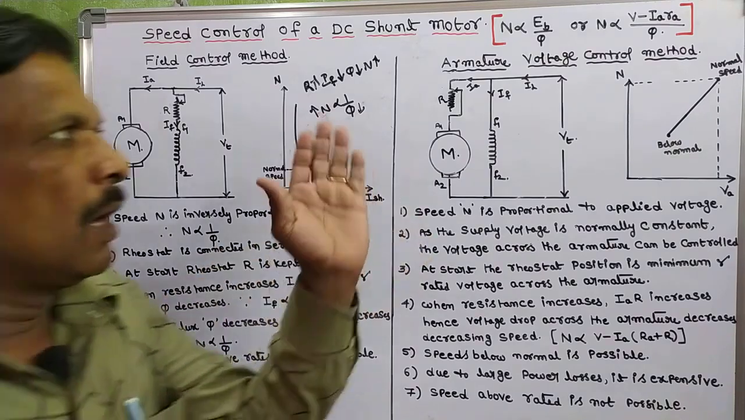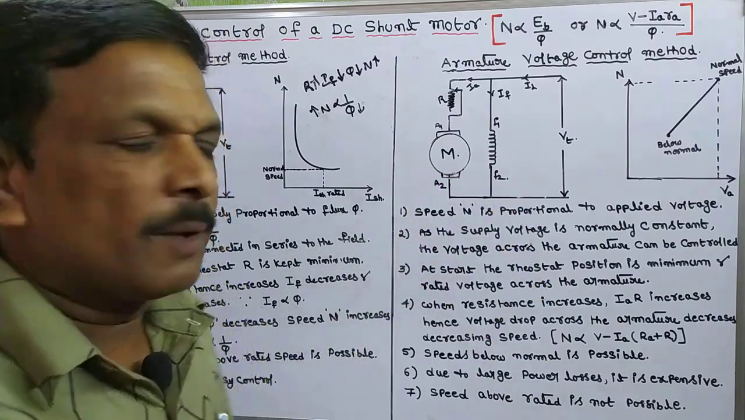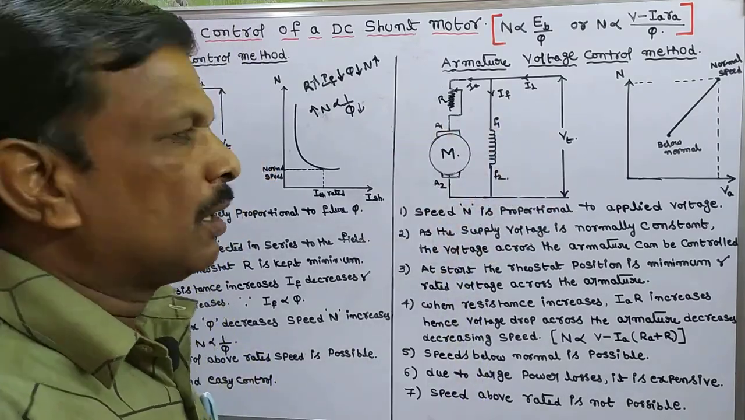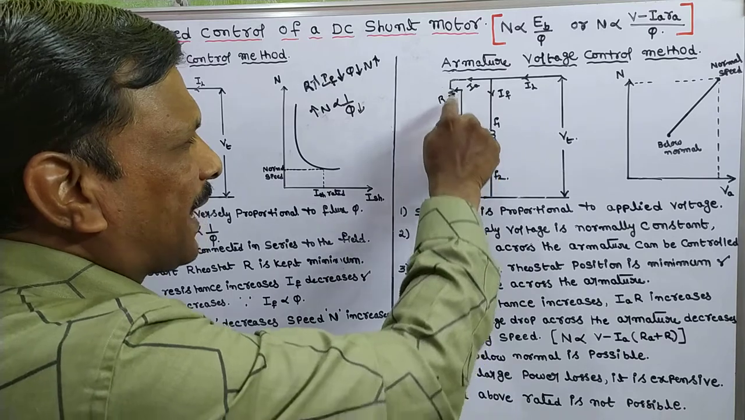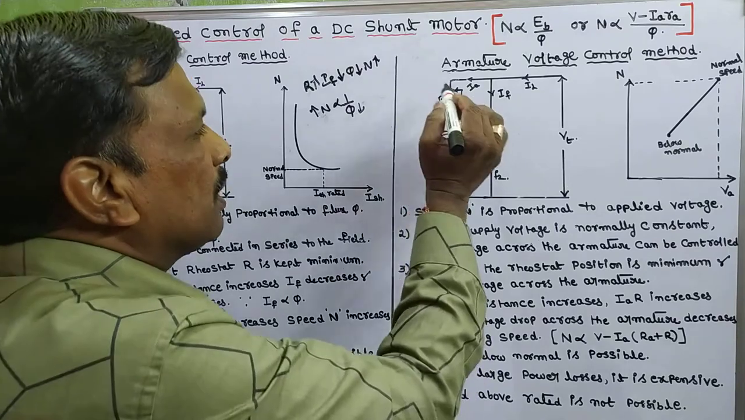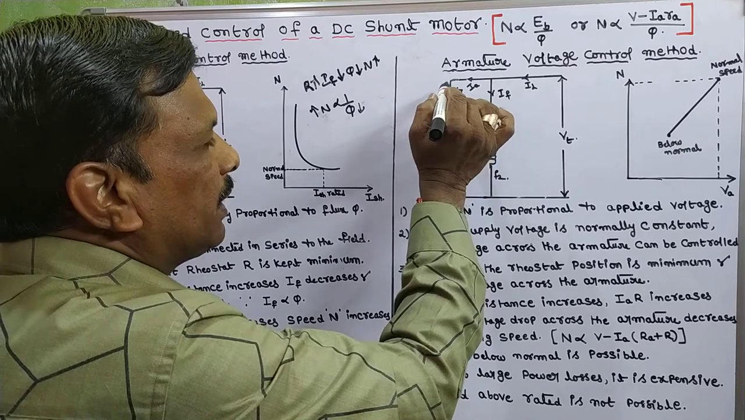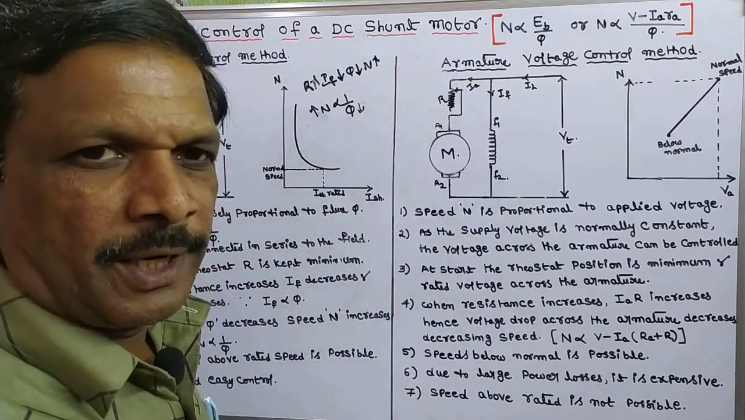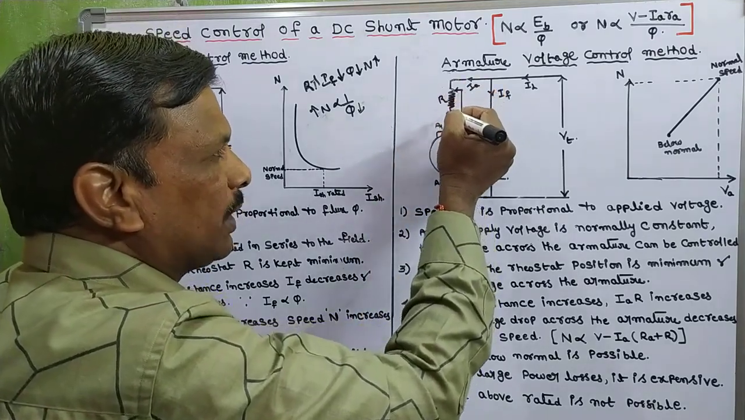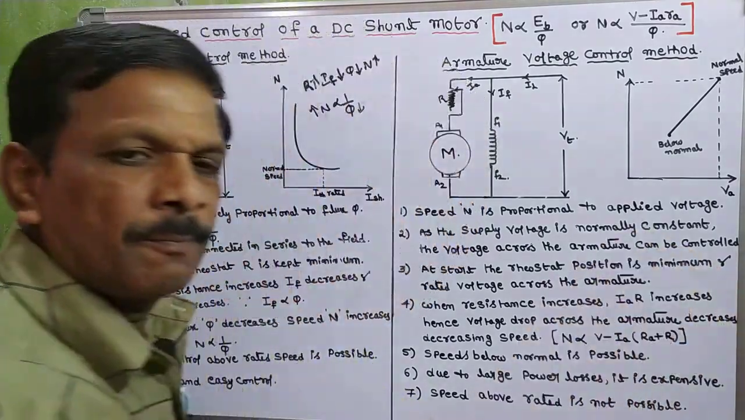Coming to armature voltage control method or rheostatic method, this is the diagram for armature control method. Here the rheostat is connected in series to the armature, initially at minimum position. When we change the resistance slowly, the drop will increase.